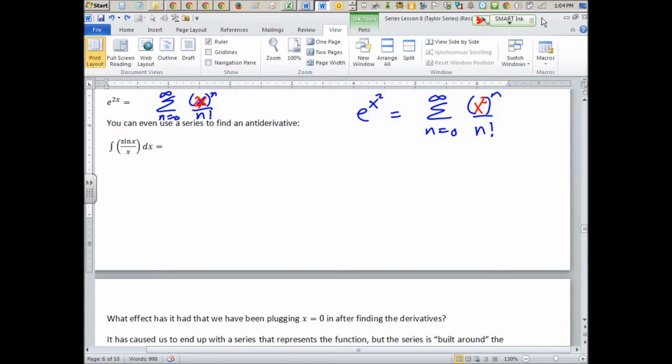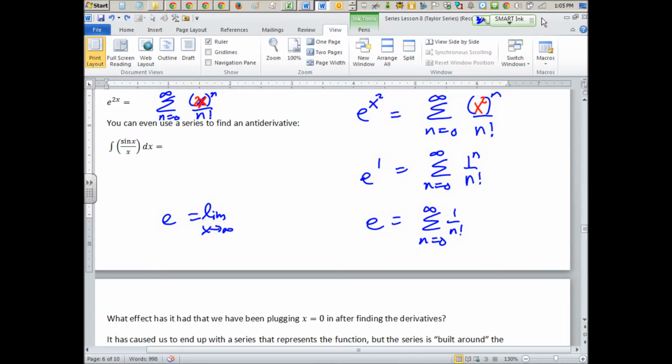In fact, here's a cool thing you can do. Watch this. You can say that e to the first is just sigma n equals 0 to infinity of 1 to the n over n factorial. In other words, e can be written like this. We saw another way of writing e earlier in the year. It's the limit as x goes to infinity of 1 plus 1 over x, to the x. E can be written lots of ways. This was a couple chapters ago. We talked about how e was actually the same thing as that. And now we're saying that e can be written like this.